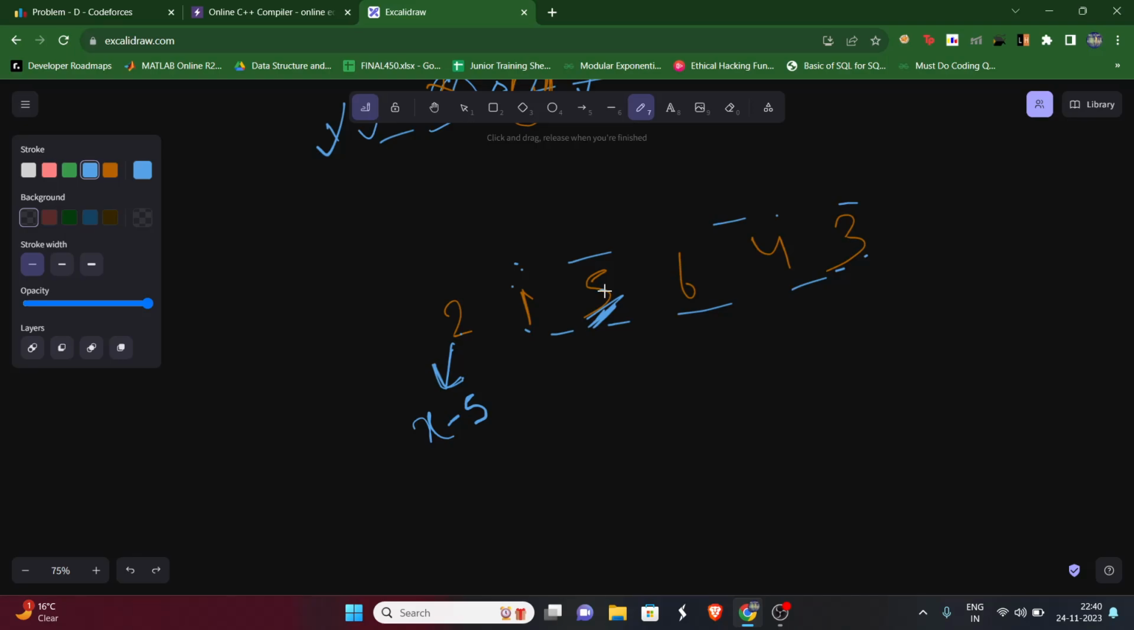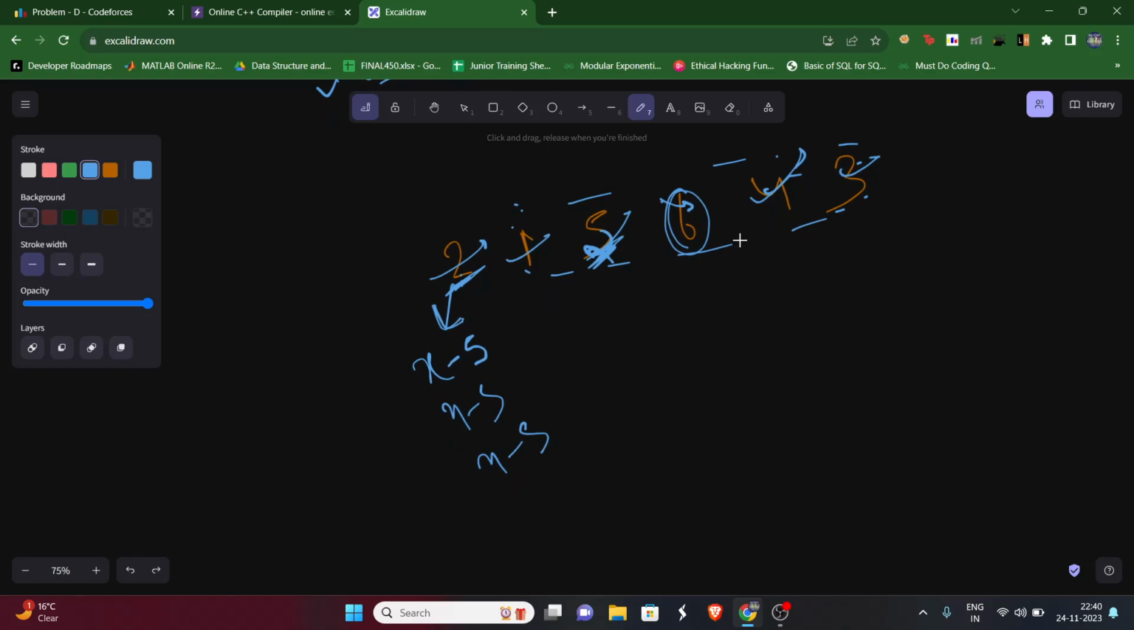Now, if we move from this one to this index, then what will be our value for this 2? If we are choosing this one, then we can kill this one, then we kill this one, then this one, then this one. In all the cases, it will be nothing but x minus 5 only. So if we choose this one, it will still be x minus 5.